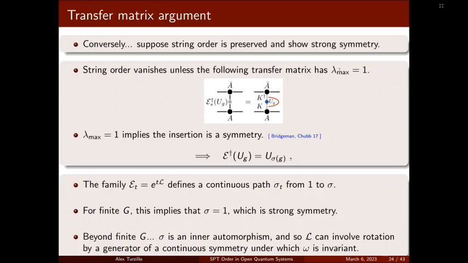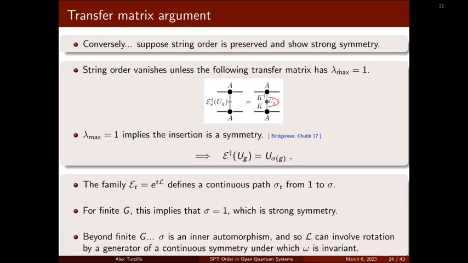And in order for this thing to be non-vanishing in the limit of long strings, this transfer matrix has to have a maximum eigenvalue 1. And it turns out this only happens when the thing that's sandwiched in between is a symmetry. So what that tells you is that the channel acting on the symmetry generator is at least some other symmetry generator of the MPS. The final piece of the argument is to realize that we're interested in Lindbladian evolutions.